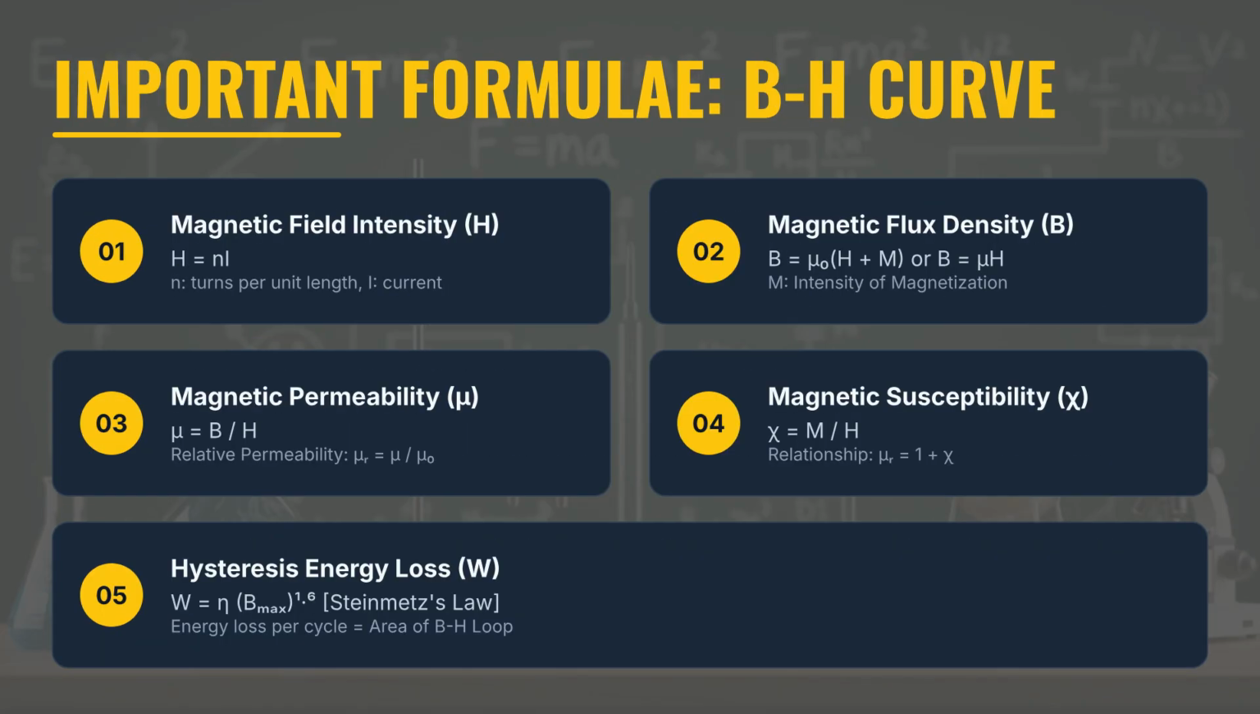Here are the important formulae related to the BH curve. H is magnetic field intensity, B is magnetic flux density, mu is magnetic permeability, and chi is magnetic susceptibility. Hysteresis energy loss, W, is related to the area of the BH loop and is often described by Steinmetz's law.